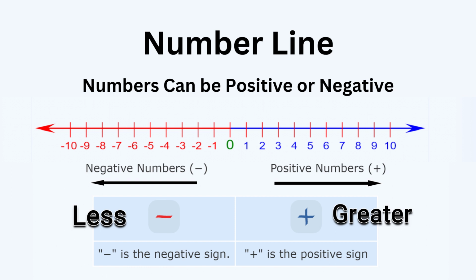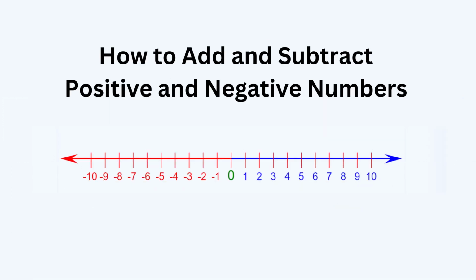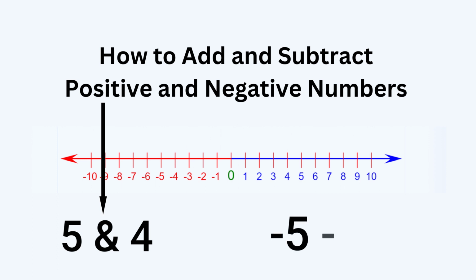Now we're going to learn how to add and subtract positive and negative numbers using a number line. Firstly, I need to identify some things with you. If a number has no sign, it usually means that number is positive. For example, you have 5 and you have 4. These numbers are positive numbers. And then how do you identify a negative number? Negative numbers are numbers that have a negative sign. Having said all of this, let's go into adding numbers using the number line.